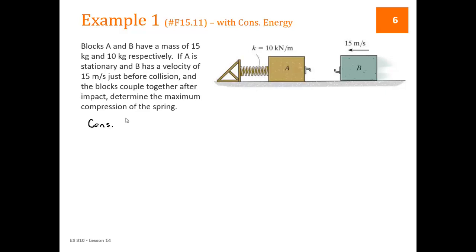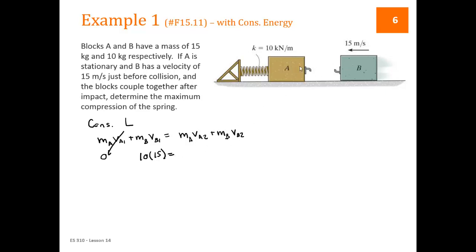The conservation of momentum says that MA VA1 plus MB VB1 is equal to MA VA2 plus MB VB2. So our initial momentum is equal to our final momentum. Initially, block A is not moving, so that's zero. Block B has a mass of 10 and is moving at 15 meters per second.